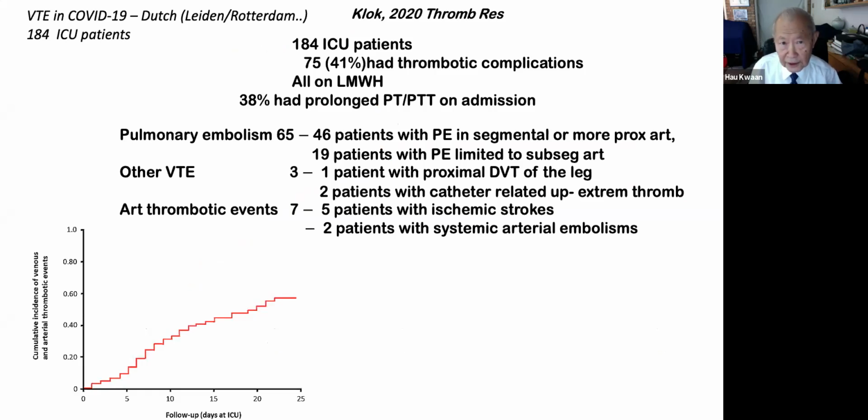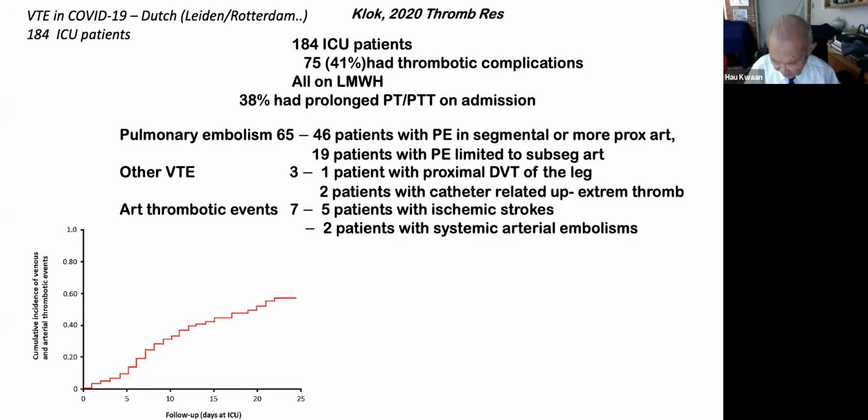One more series, again from Holland and the Netherlands, but a different group of patients. And here we're dealing with patients, all of them had been on low molecular weight heparin, and 41% of these patients had thrombotic complications. These complications are pulmonary embolism, shown in here, other VTE, and arterial thrombosis as well. And again, plotted below, the graph shows progressive increase with time over 20 days.